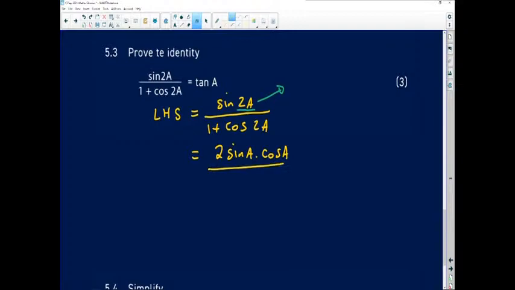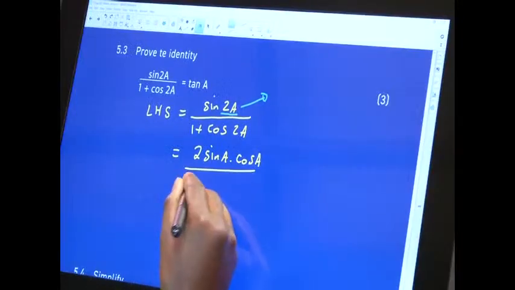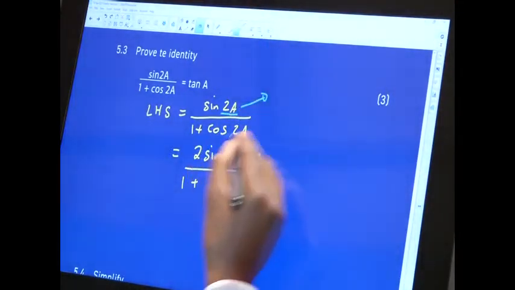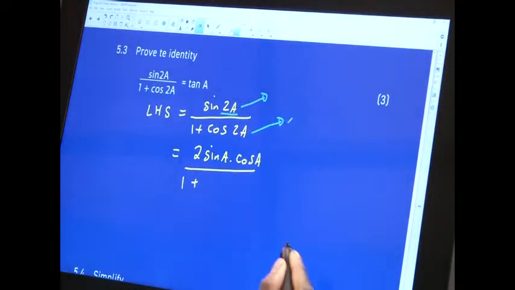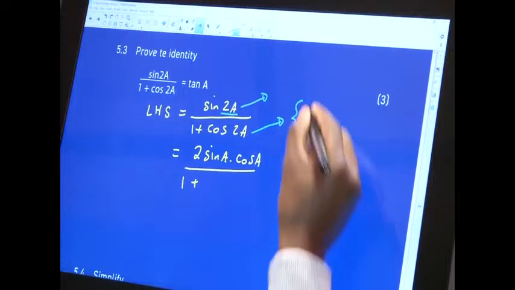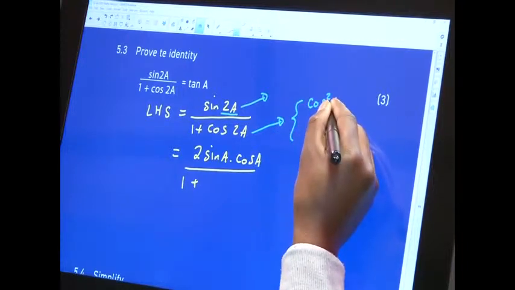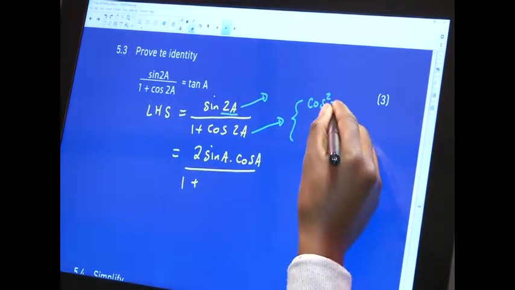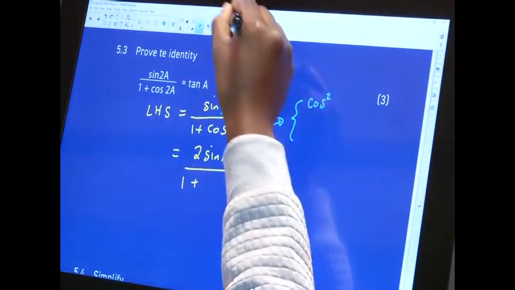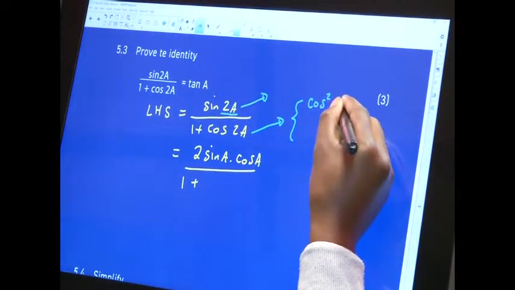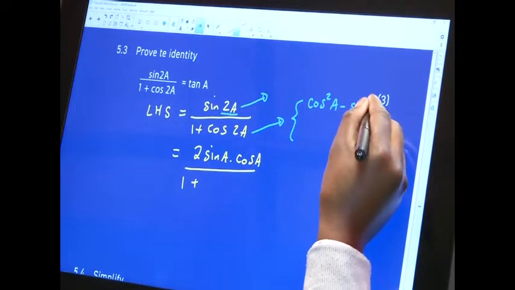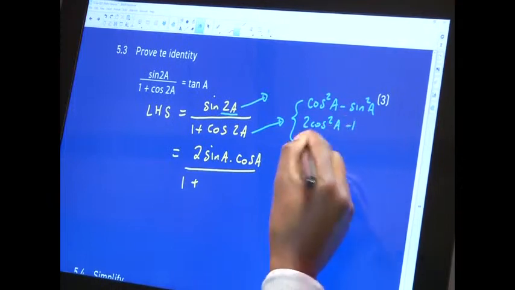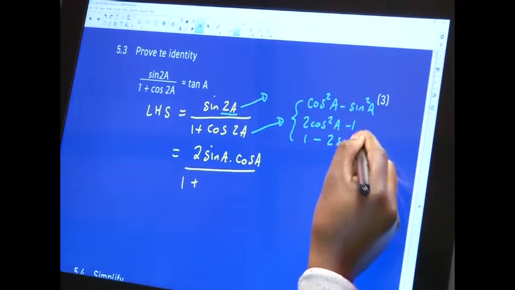Now, on the denominator, I've got a 1. I'm going to keep that. Plus, there's my cos 2a over there. So I want to expand that and see what it can be expressed as. Like we said, there are 3 possibilities. Either you call it cos squared x, in this case it's a, so you might want to delete that and make it match whatever we're working with here. It's pretty straightforward stuff. So it can be cos squared a minus sine squared a. If you want, you can call it 2 cos squared a take away 1, or 1 take away 2 sine squared a.